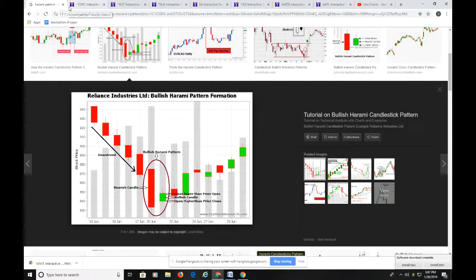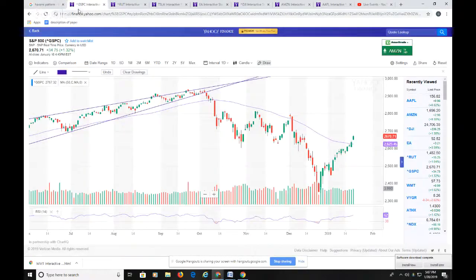Let's look at some other real charts. This is the S&P 500. That's new material.